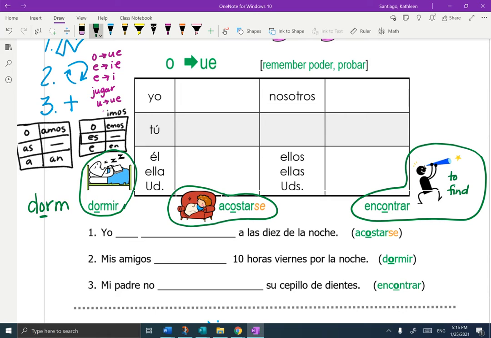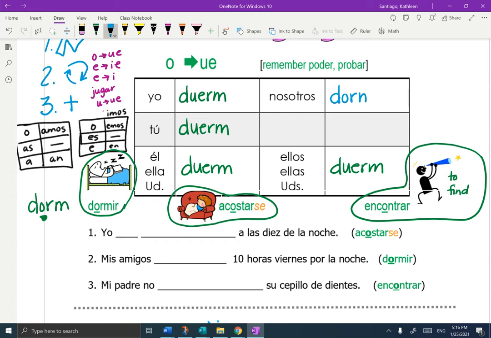This is the vowel that's going to change. So now I'm going to do the change, O to UE, and I'm going to write that in all of the areas of the chart. So duerm, duerm, duerm, duerm. Now I'm going to go back to the original, dorm, in nosotros. And now I'm going to do the 3rd step, which is add in the endings.